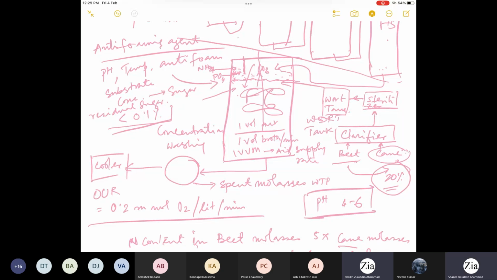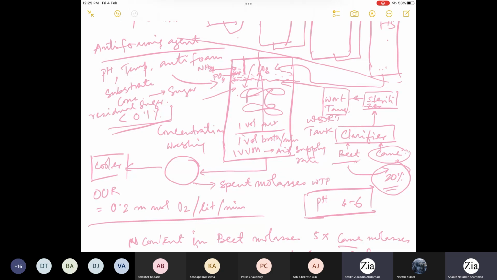So this anti-foaming agent will try to reduce the surface tension, and it will dissolve this foam, and ultimately the foam on the top layer will get cleared. The only problem with anti-foaming agents is that these are all inert substances, but they will also get mixed with the broth.